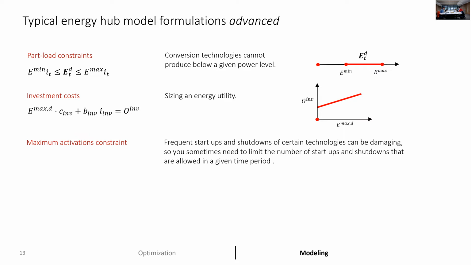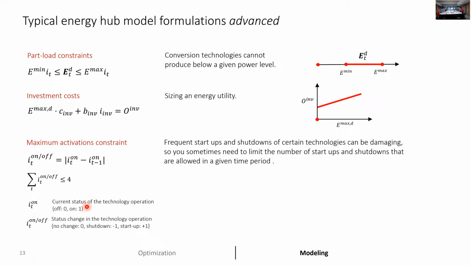Maximum activation constraints. When you have frequent startups and shutdowns of certain technologies, like batteries, for instance, that can be damaging if they have a lot of on and off charging or discharging cycles. So sometimes you need to limit the number of starts up and down in a given period of time. I'm not going to ask you to do this because this is a bit more complex, but here you need to define two different binaries. One is defined when the system is on, and the other is a binary on-off. It is basically the difference between those two, and so this tells you when there is a switch between on and off. And so the sum over the horizon of these switches, you can upper bound by the maximum number of shutoffs and on-switches that you would like to have.